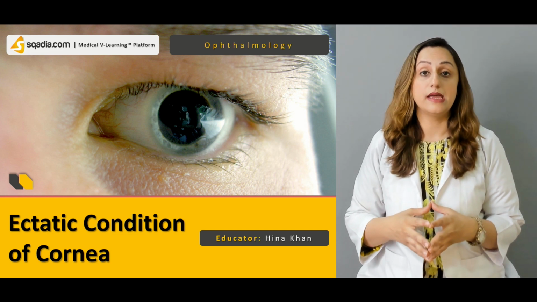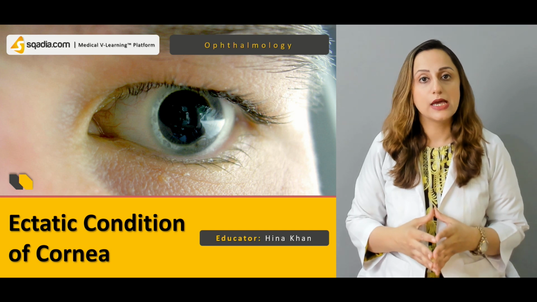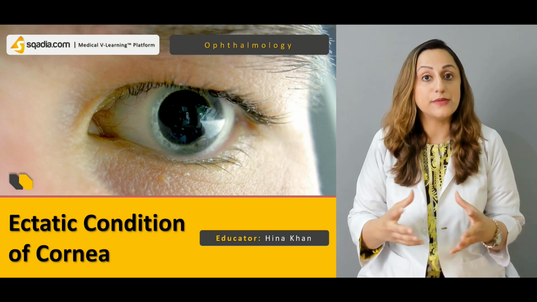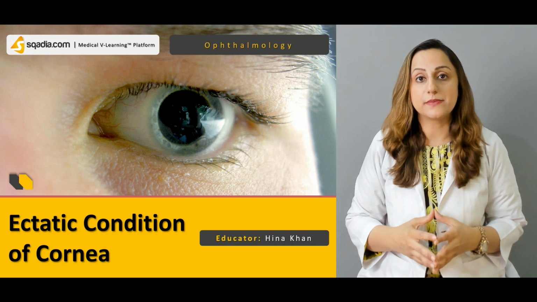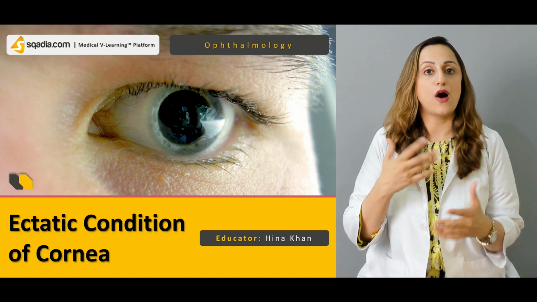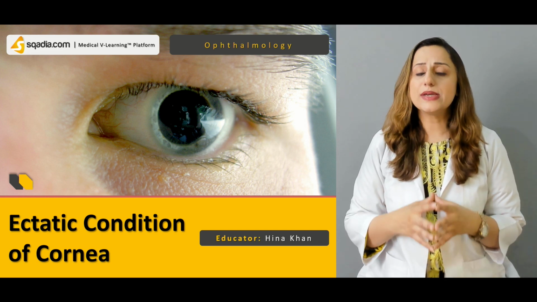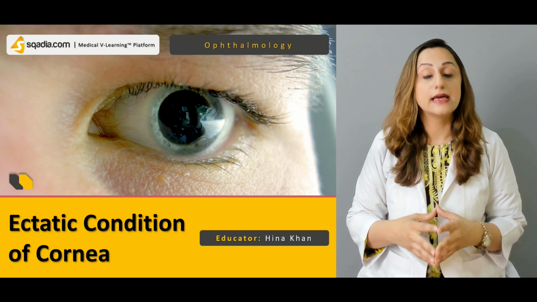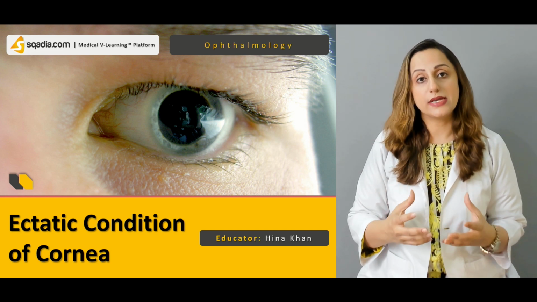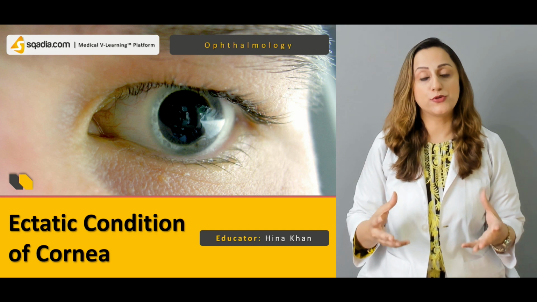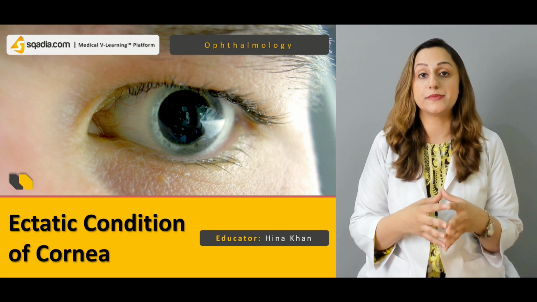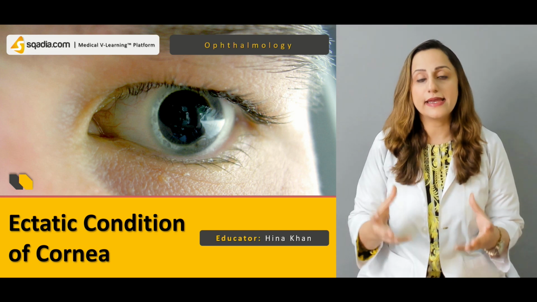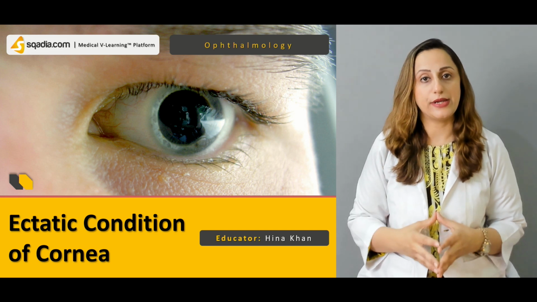There are very notorious conditions which we are going to study today that relate to the cornea and that basically present to you in the outpatient departments as the outward protrusion of the cornea. It can be just the axial protrusion of the cornea, which is termed keratoconus, or it can be an overall protrusion of the cornea, which is termed keratoglobus. So these are the two most notorious ectatic conditions relating to the cornea.